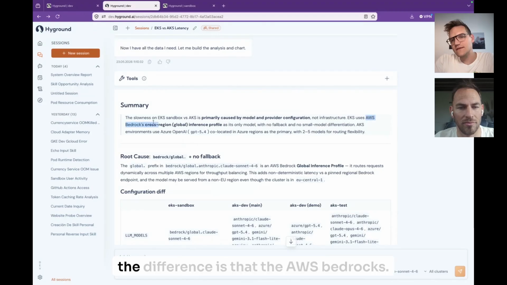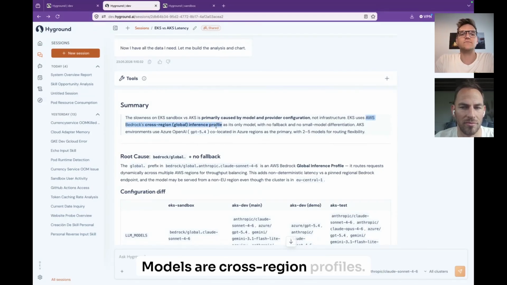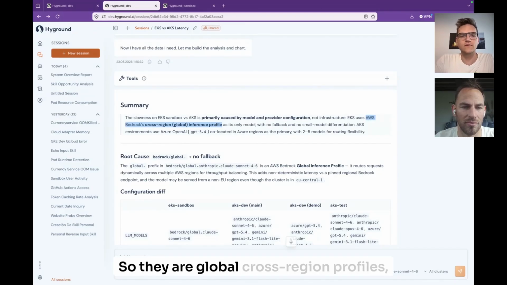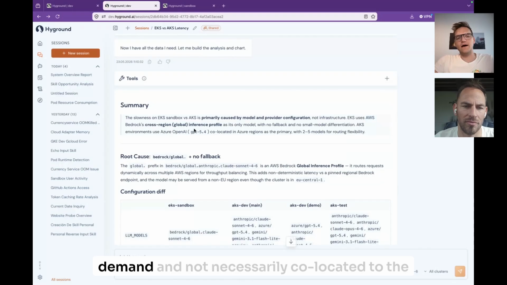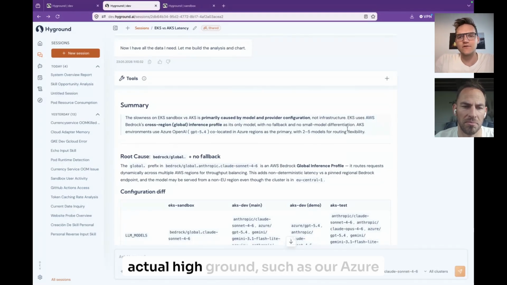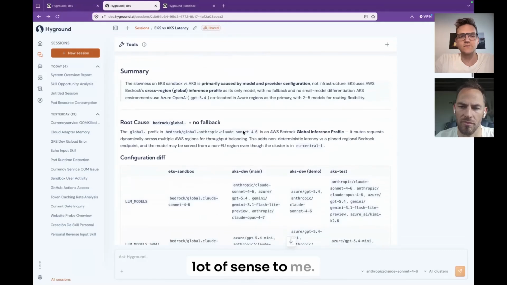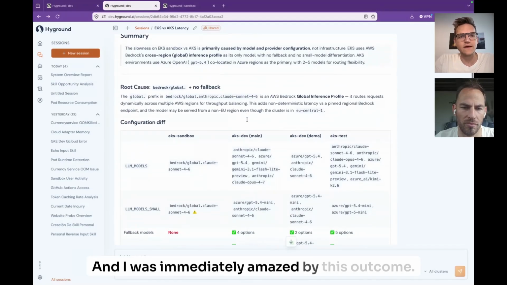There is a difference. The difference is that the AWS Bedrock models are cross-region profiles. So they are global cross-region profiles, which means the models are being selected on demand and not necessarily co-located to the actual Hyground deployment, such as our Azure environments. And this is totally reasonable and makes a lot of sense to me. And I was immediately amazed by this outcome.